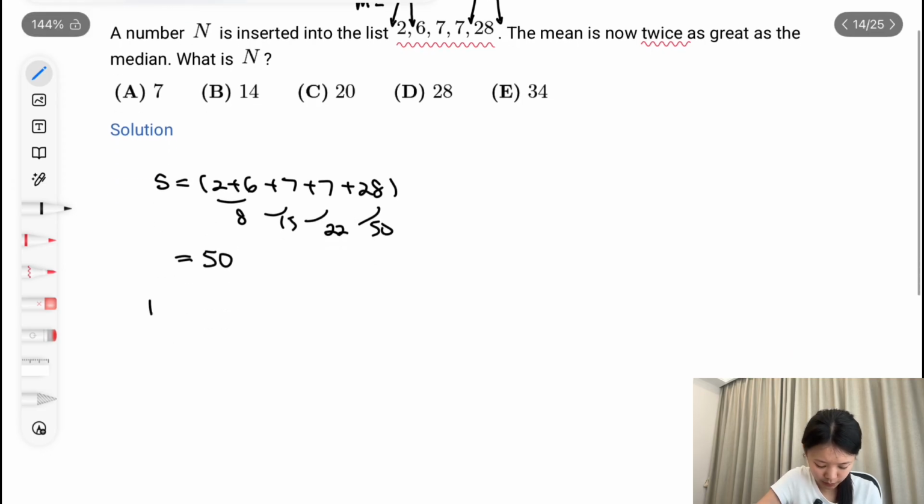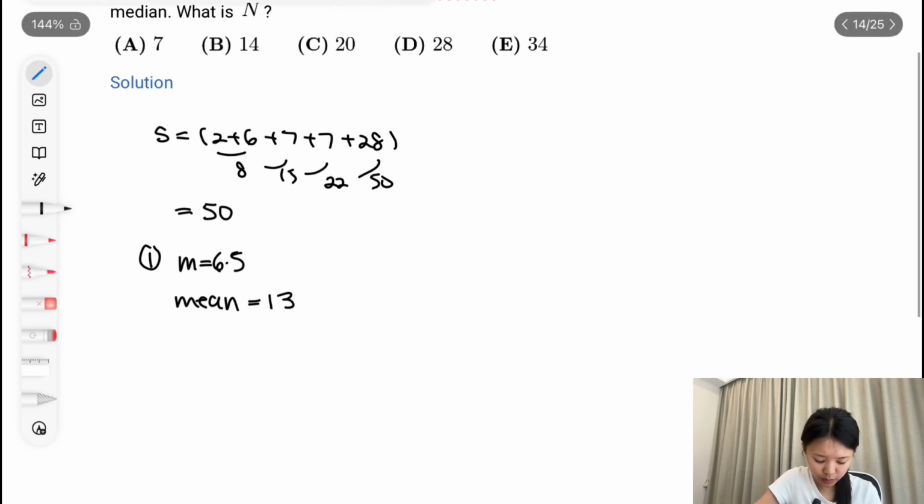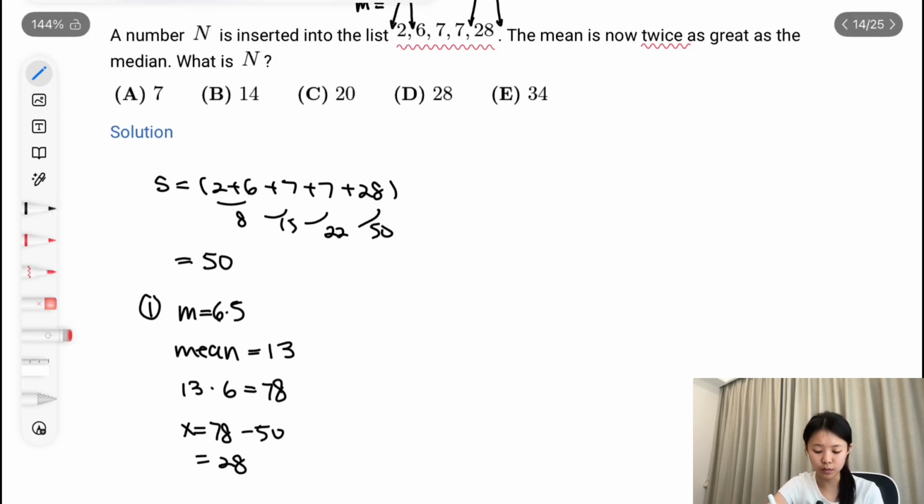Now if we say that the median here is 6.5, that means the mean has to be 13. And with a mean of 13, it would be 13 times 6 equals 78. And so the number you need to put in, say it's x, is 78 minus 50 equals 28. Now that's not viable, since that would mean you would need to put it in like one of these areas. However, we already agreed upon that it would have to be within 2 or 6, so that is not correct.